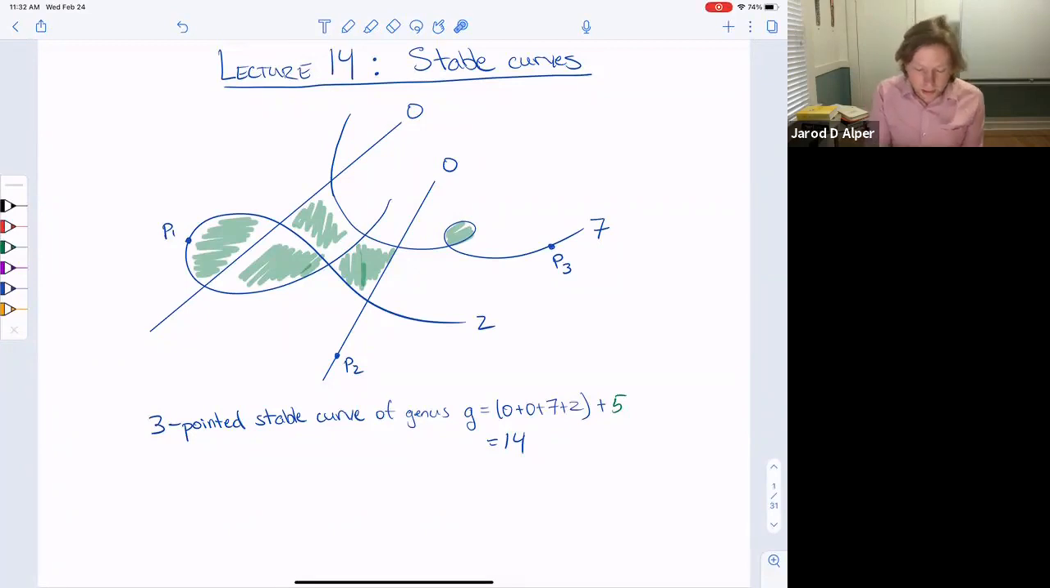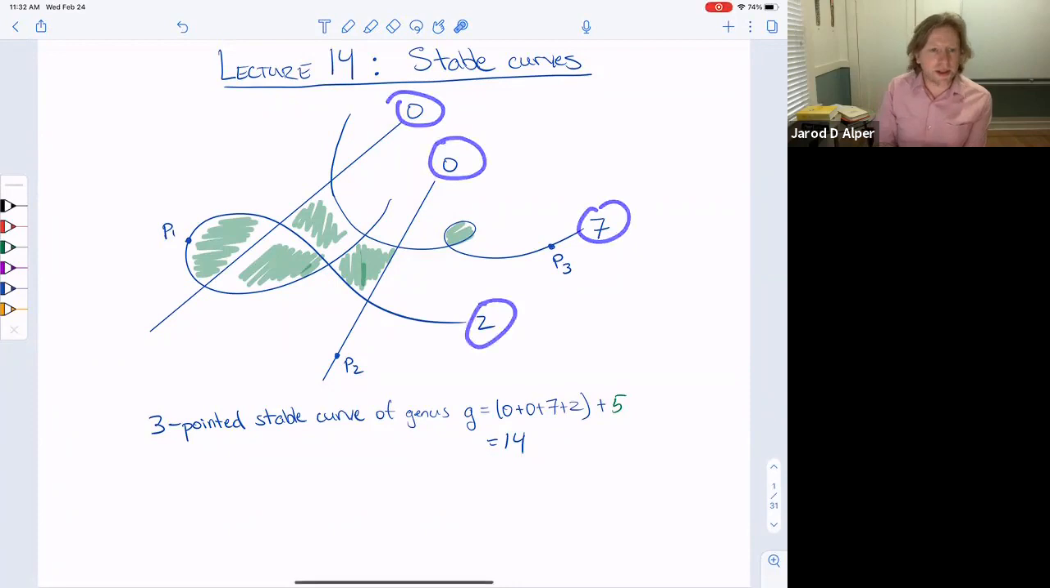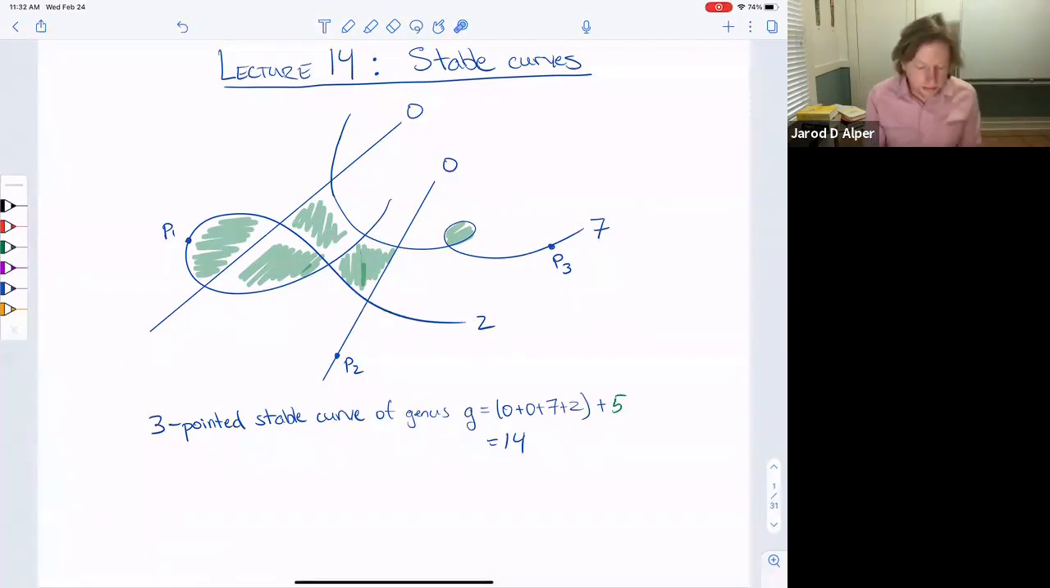And note that we're writing these numbers here to indicate the geometric genus of the components. And we had this nice formula last time to compute the arithmetic genus of the total curve: you just take the sum of the geometric genus of the components, and then you add the number of connected components bounded by this graph. And in this example, you get 14.